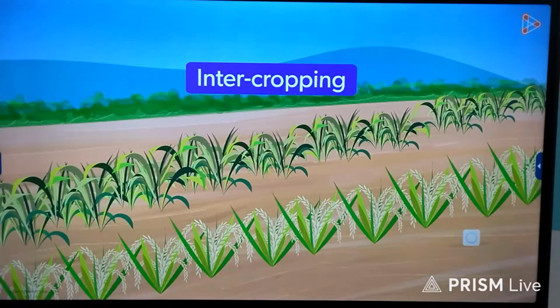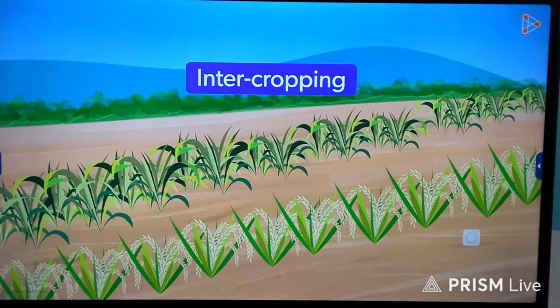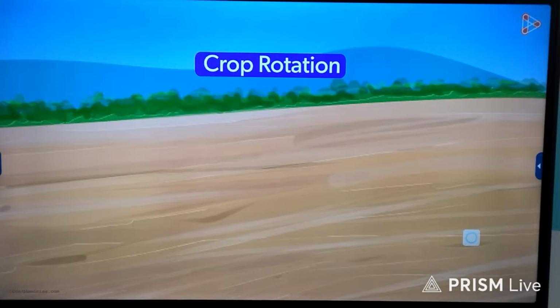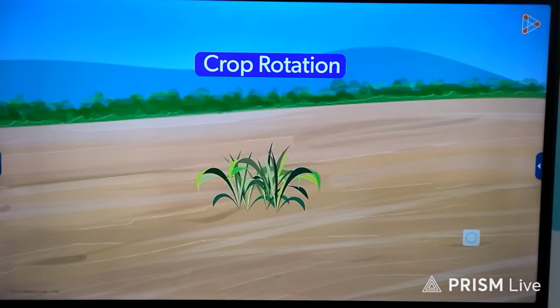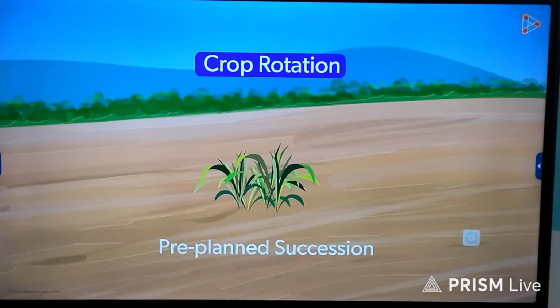Now we come to the last type of cropping pattern. This is called crop rotation. I am sure the term is self-explanatory. Only one type of crop is grown in the field at a time. However, once the crop has been harvested, a different crop is then planted in the same field. This process is repeated several times. We call this a pre-plant succession.